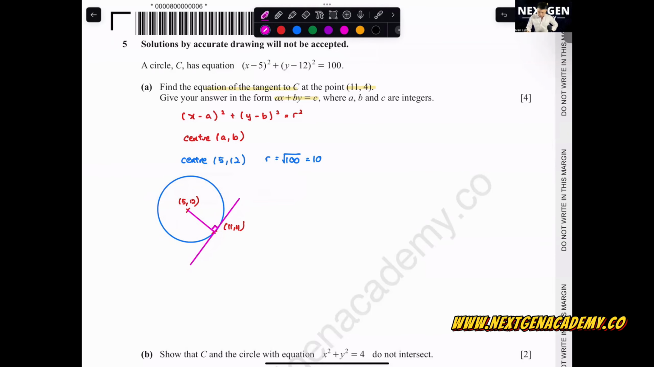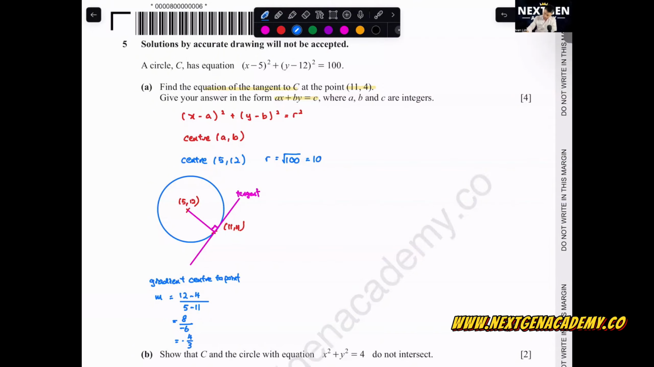Okay, so here, 90 degrees. What is the relationship? So we find the gradient of the center to the point first. Let's call this M. M equals y2 minus y1 over x2 minus x1, so 12 minus 4 over 5 minus 11. Then here we will get 8 over negative 6, which gives negative 4 over 3.